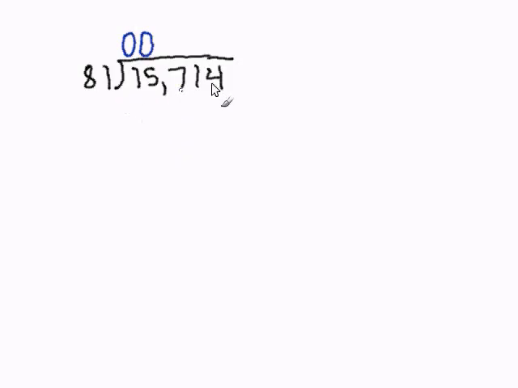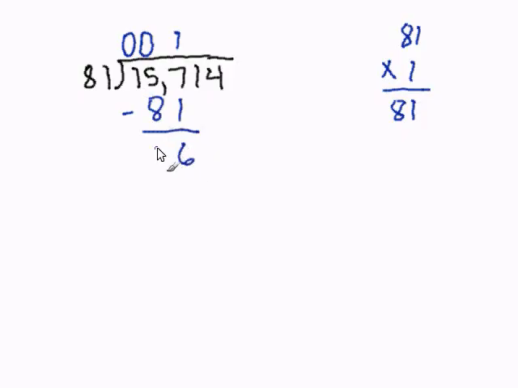So I'm going to take 81 and multiply it by 1. And I do this on the side because it's a lot less messy than doing it right here. So 1 times 81 is 81. So put the 1 right here, and 1 times 81 is 81. Now I subtract. 157 subtract 81: 7 subtract 1 is 6, and 15 subtract 8 is 7. Then I'm going to bring down the 1.